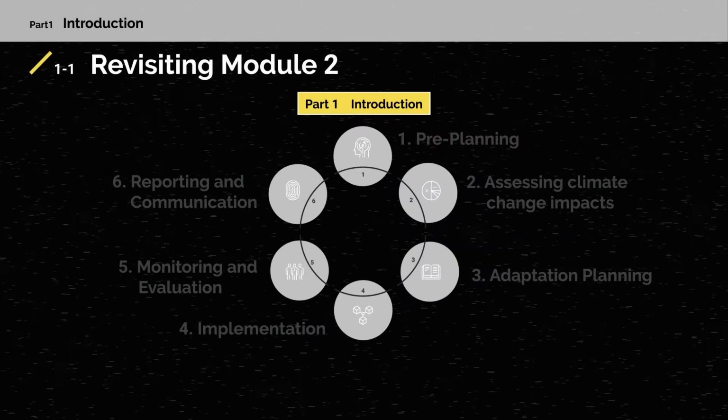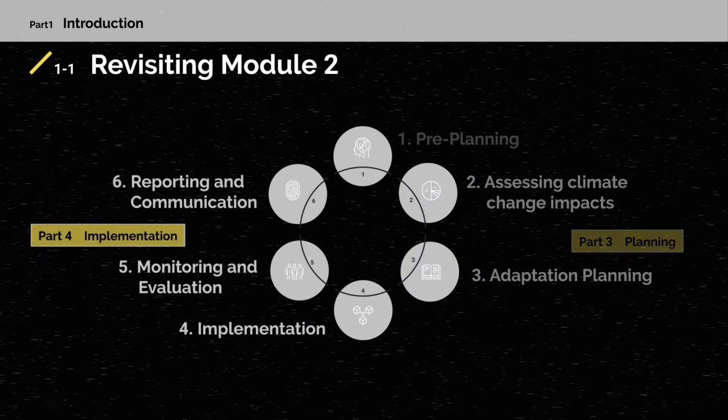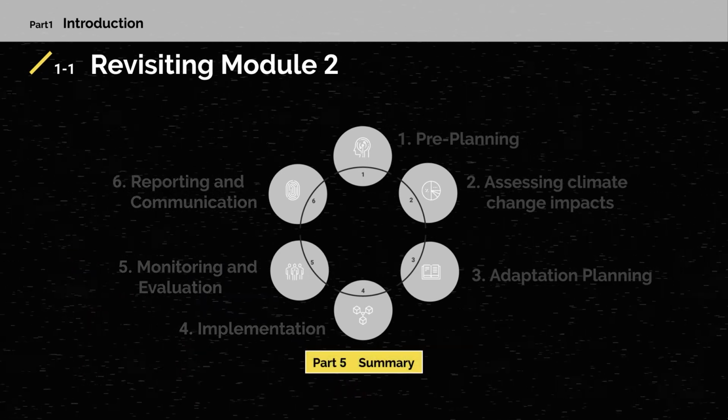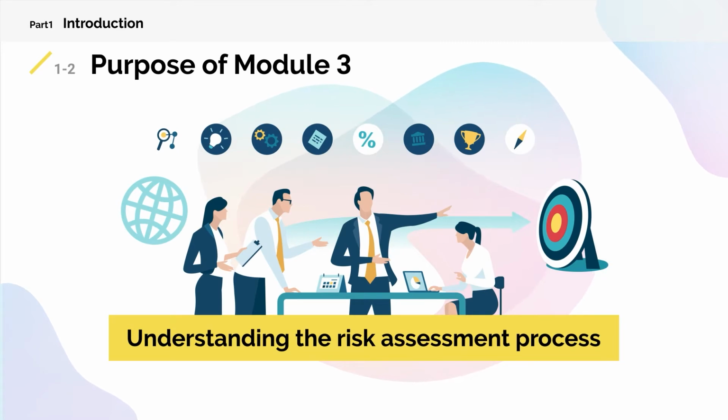Module 2 introduced the overall structure of adaptation. Module 3 focuses on the risk assessment, which is an initial part of adaptation. The objective of Module 3 is to deepen your understanding of the risk assessment process by explaining the procedure in accordance with ISO 14091 and by introducing practical examples drawing from Japan's knowledge and experience.